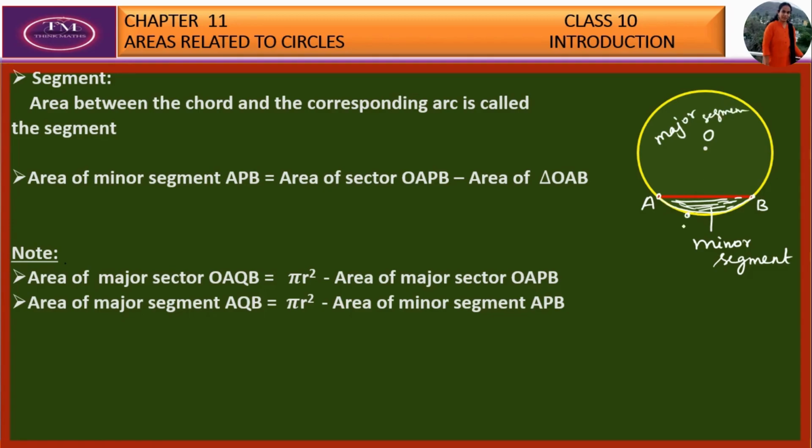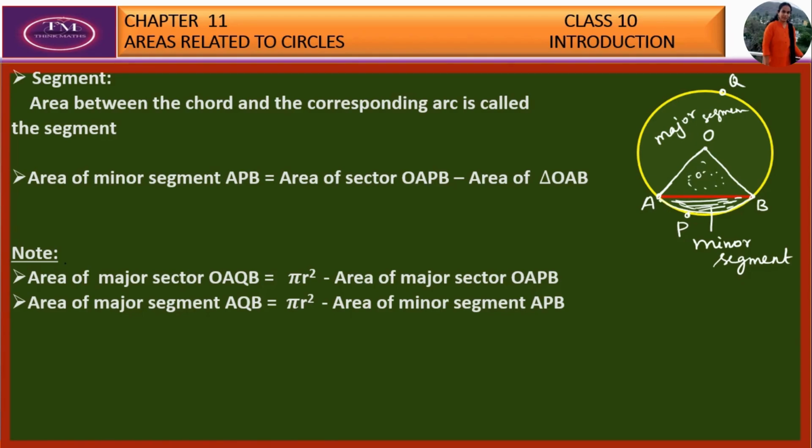Let us take a point P in the minor segment and Q in the major segment. APB is the minor segment, and AQB is the major segment. How do we find the area of the minor segment? For this we need a sector. To form a sector, we draw the radii OA and OB. OAPB is the sector. From the sector, if we delete this triangle, we get the remaining segment.